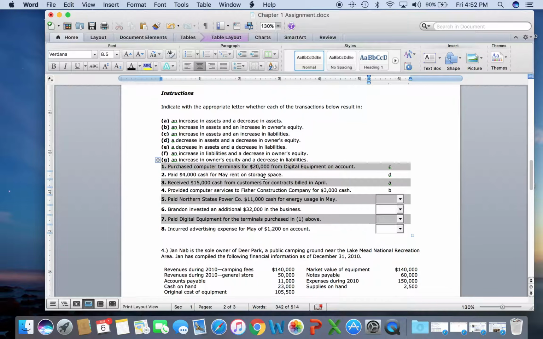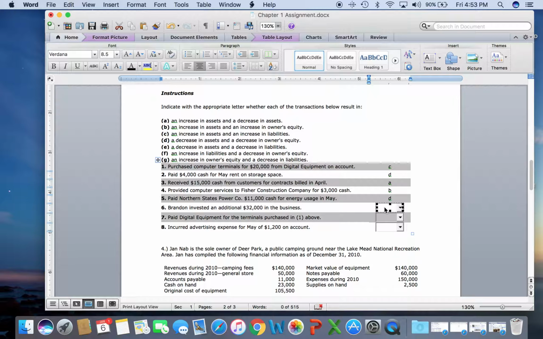Paid Northern State Power Company $11,000 cash for energy usage in May. Well, first of all, if you paid cash, obviously it's going to decrease your assets. And because you paid energy usage, which is an expense, your equity went down. So it'll be D, a decrease in assets and a decrease in owner's equity.